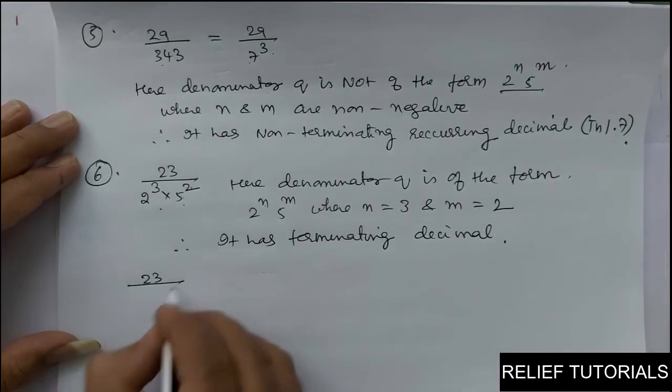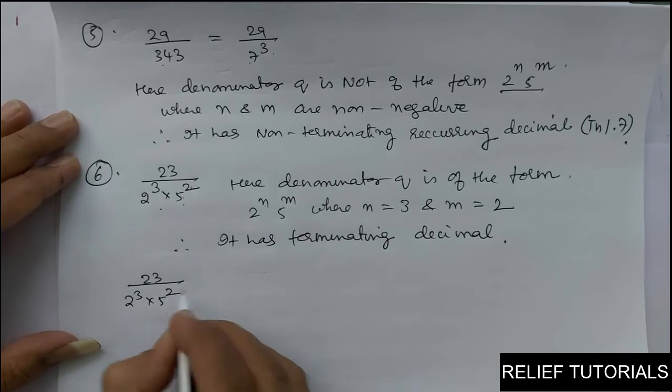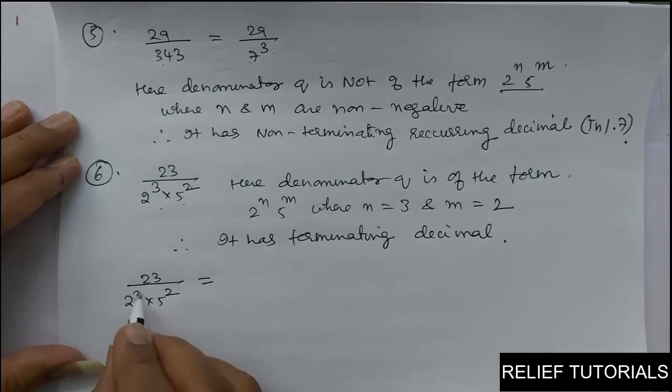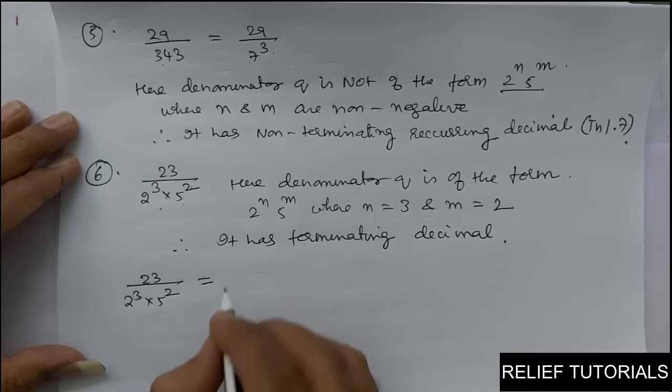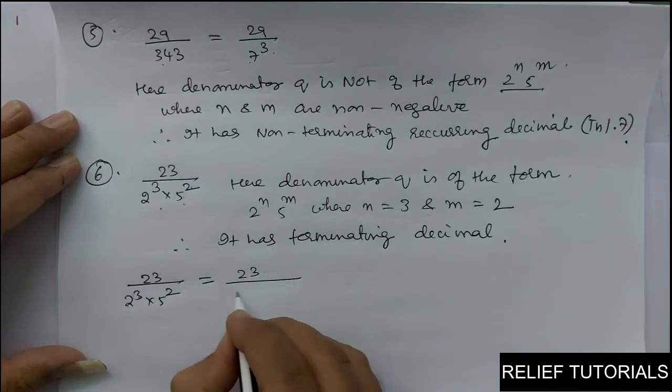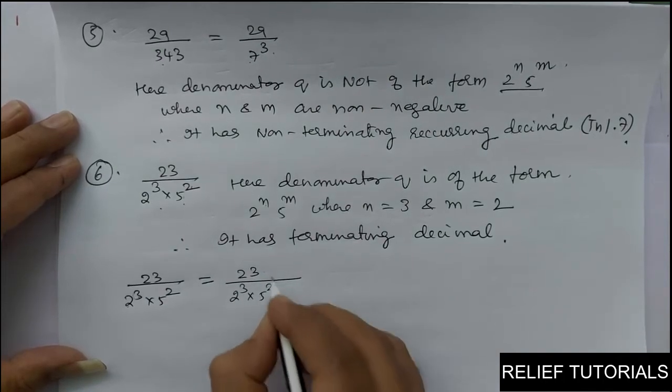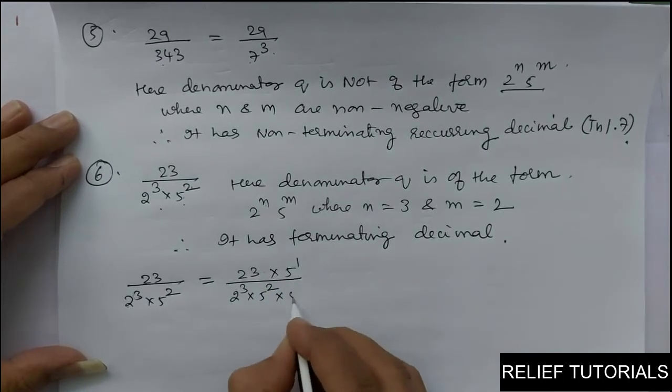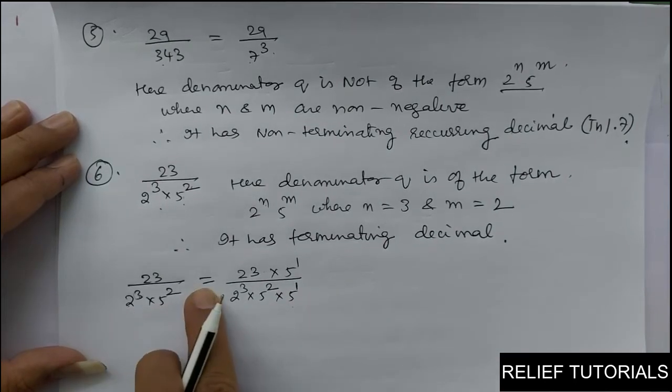If it has a terminating decimal, you have to find that decimal form. So 23 upon 2 cube into 5 square. Here the power of 2 is 3, which is bigger, so here also you should get 3, so you have to multiply by 5. So 23 upon 2 raised to 3 into 5 square, multiply by 5 raised to 1, in both numerator and denominator, then only it will be equal.